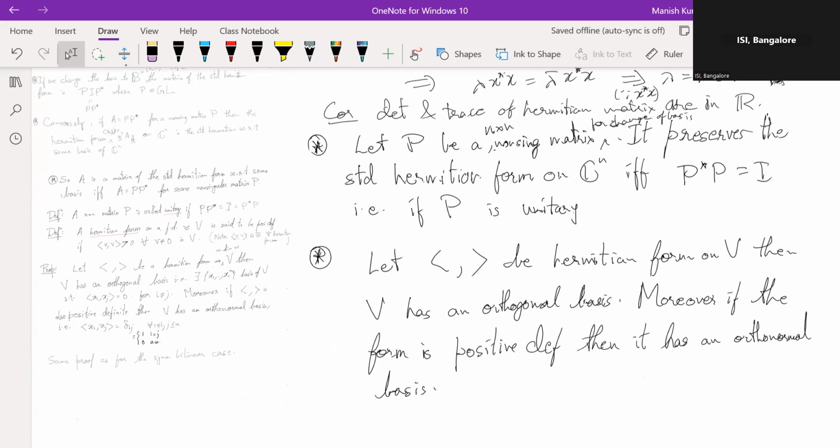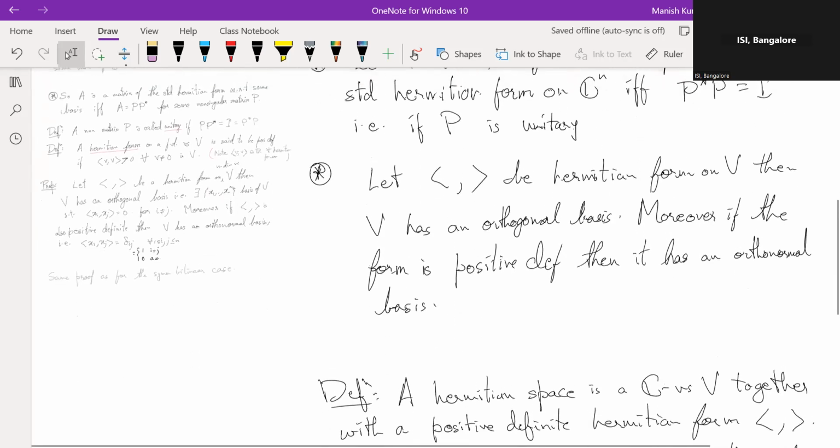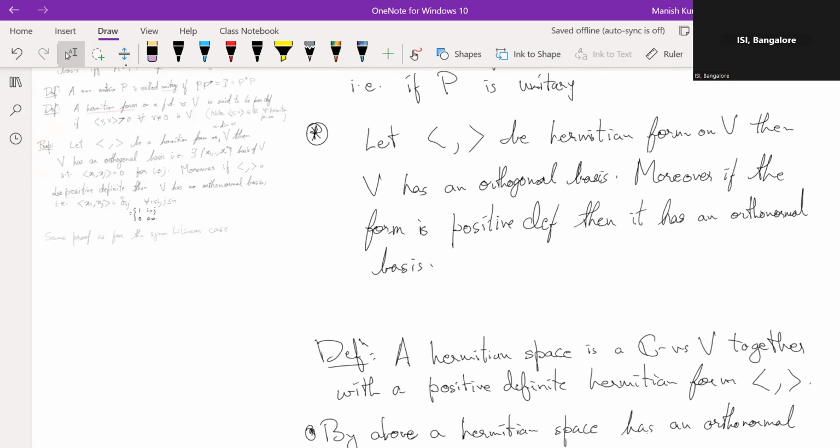I'm rewriting this, which I already mentioned. This is a Hermitian form on V. Then V has an orthogonal basis. Moreover, if the form is positive definite, then it has an orthonormal basis. So this is this proposition. I don't know why I have rewritten this, but I guess we'll use it right now. It is the same as the proposition at the end, so twice it has come.